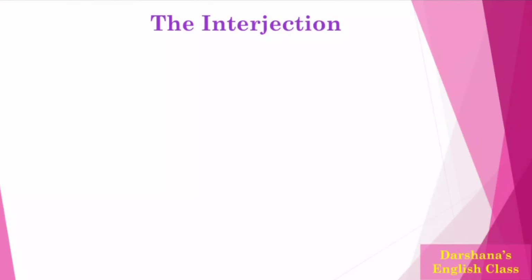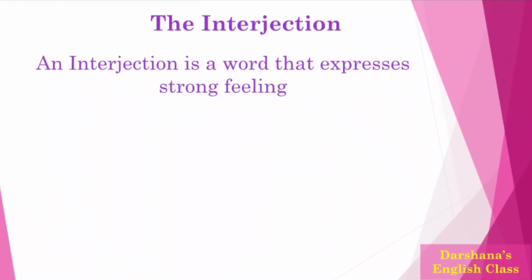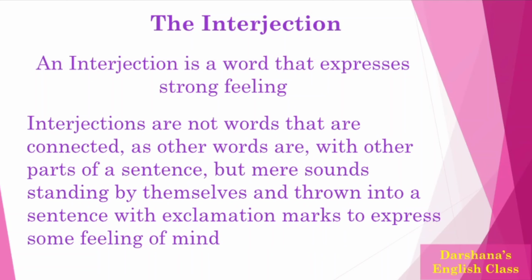The last part of speech, interjection. An interjection is a word that expresses strong feeling. Yes, it is a word that expresses a strong feeling. But this word cannot be mentioned alone. It always needs an add-on. Interjections are not words that are connected, as other words are, with other parts of a sentence.